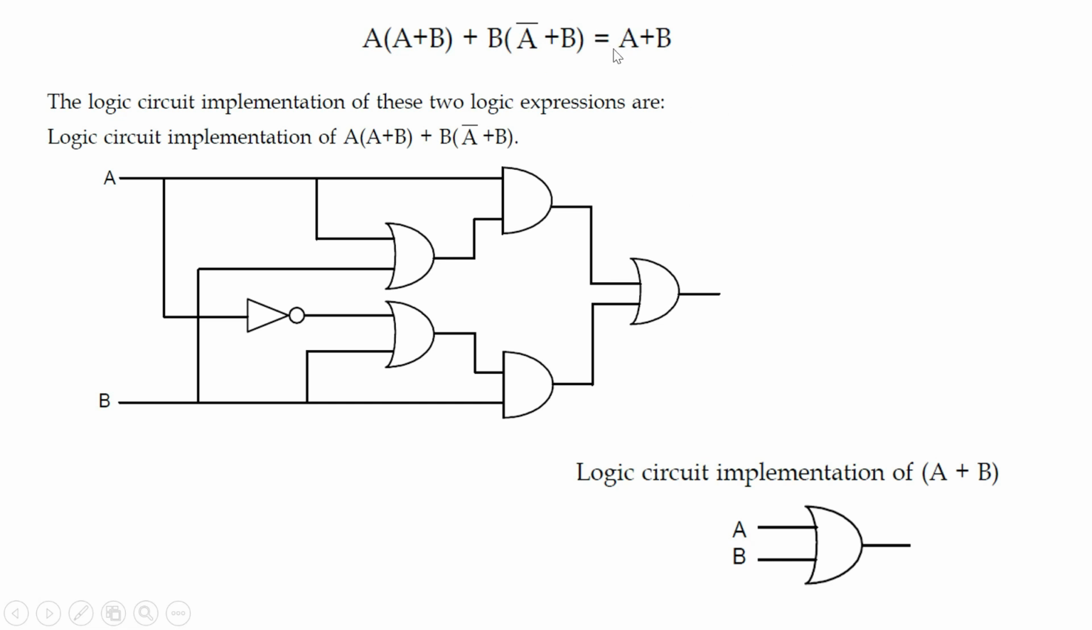Now what about this one, A or B? You see the difference? This whole expression is just equal to this. If you have that logic circuit, this whole complicated circuit is just equal to this. How simple is that? That means you will have less cost, and also a simpler circuit when you implement it. That is the importance of simplifying an expression before you generate the logic circuit.